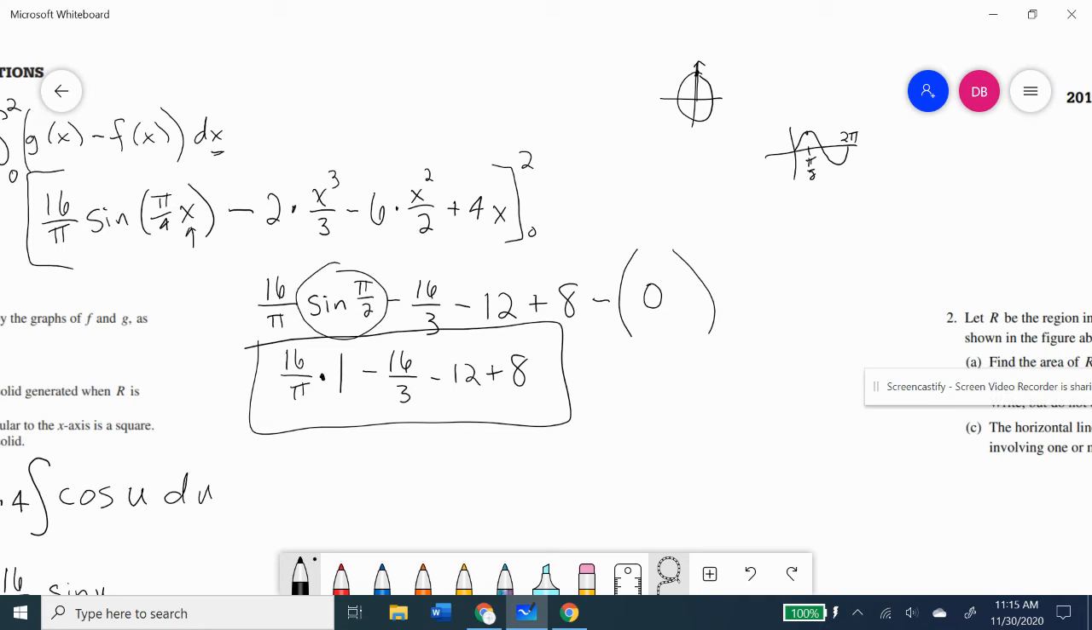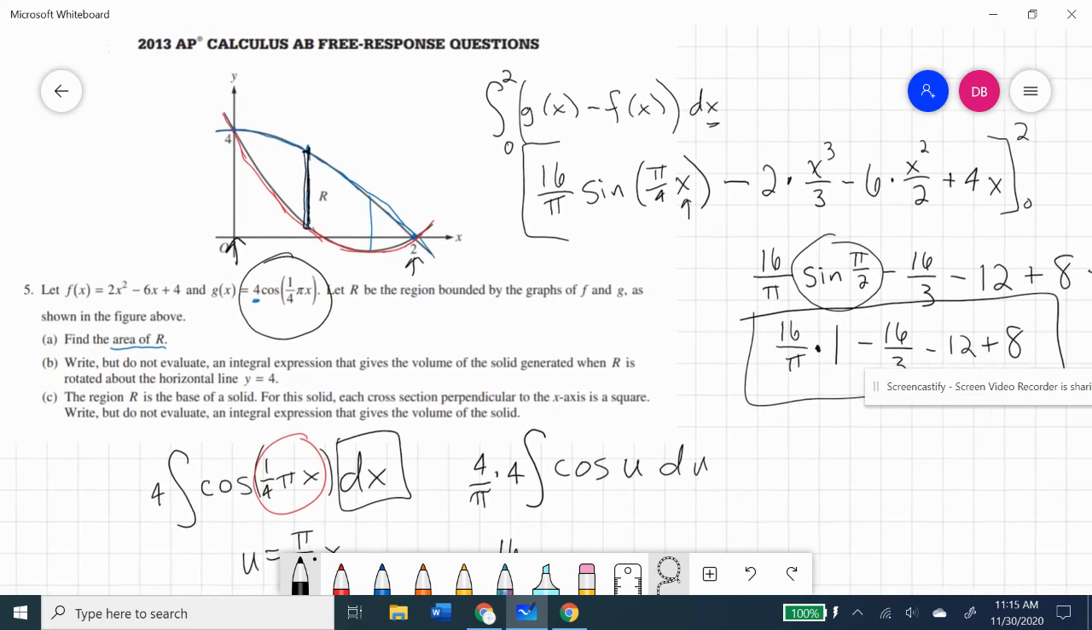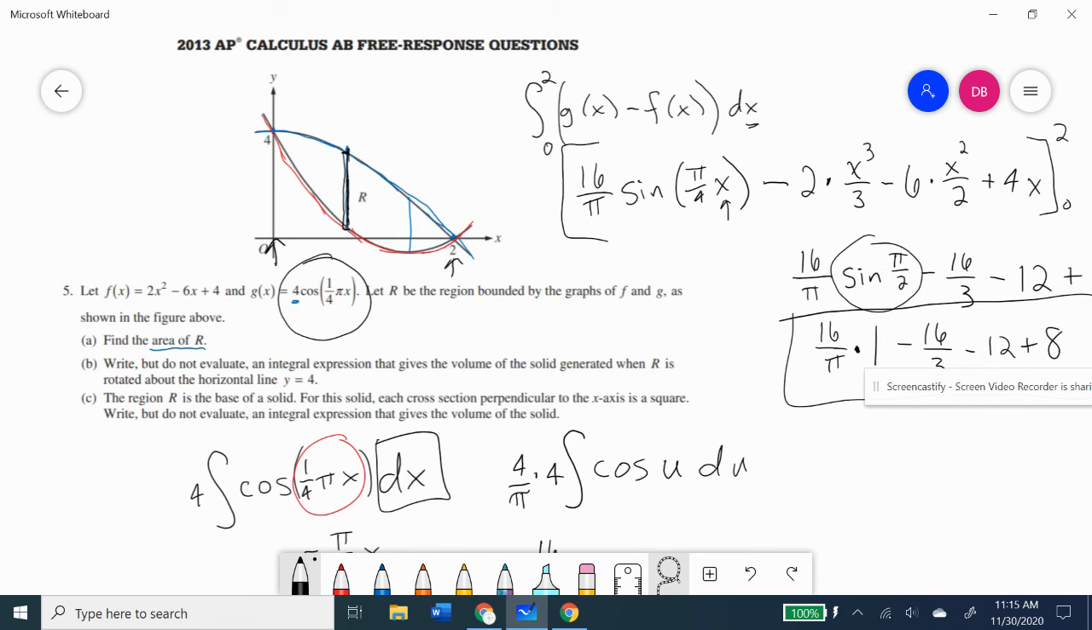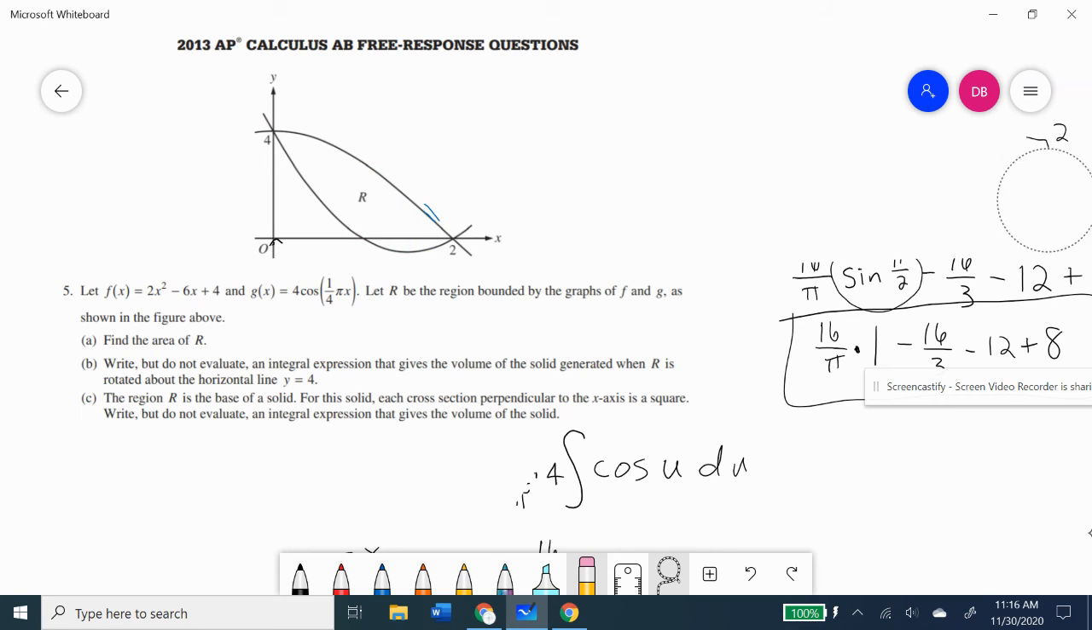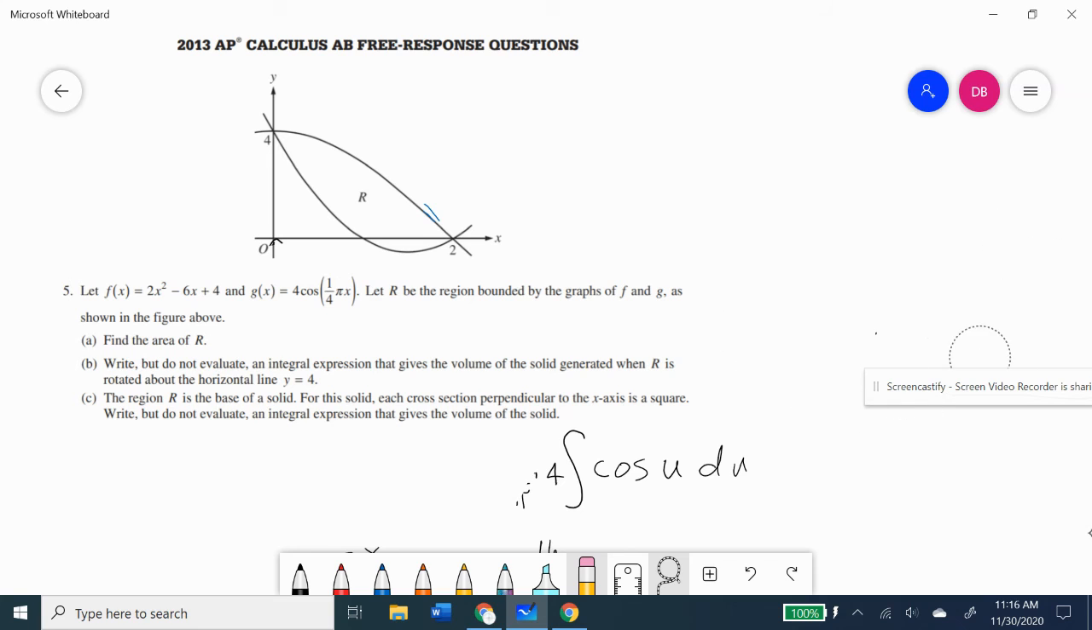Okay, so next thing up is write but do not evaluate. Oh, yay! I'm going to erase what I have in the previous problem to make some room. Okay, I love it when it says write but do not evaluate.